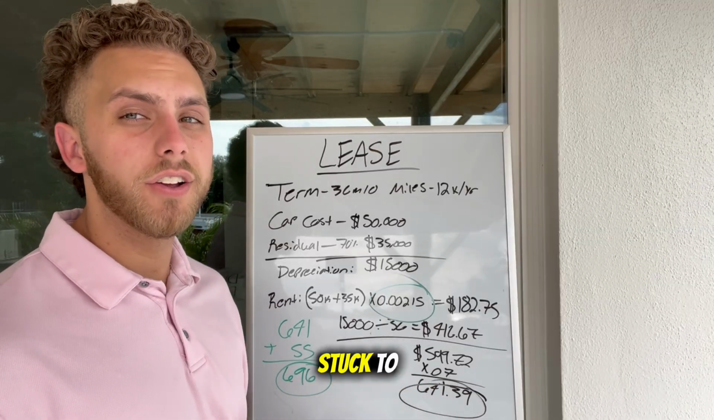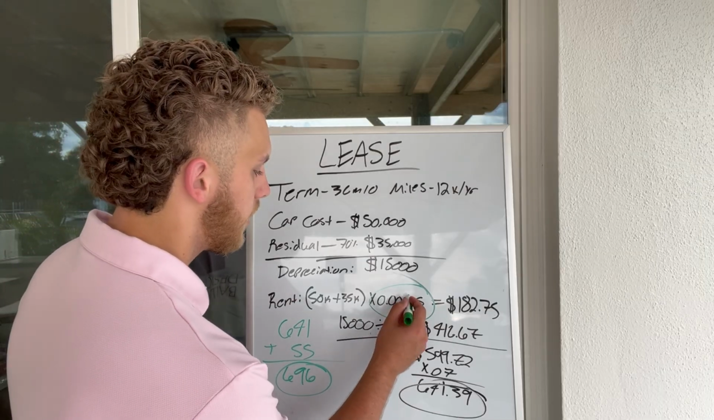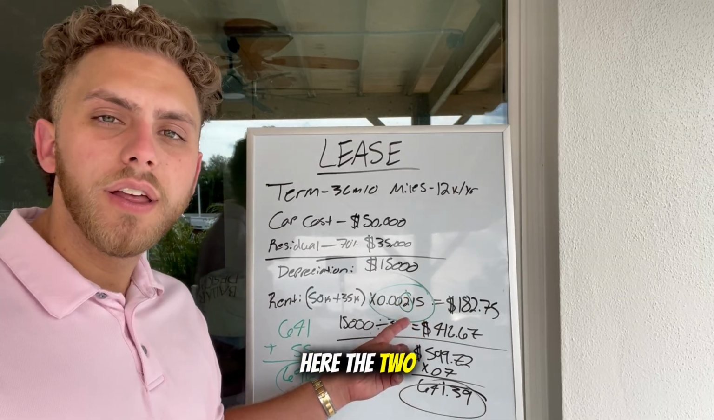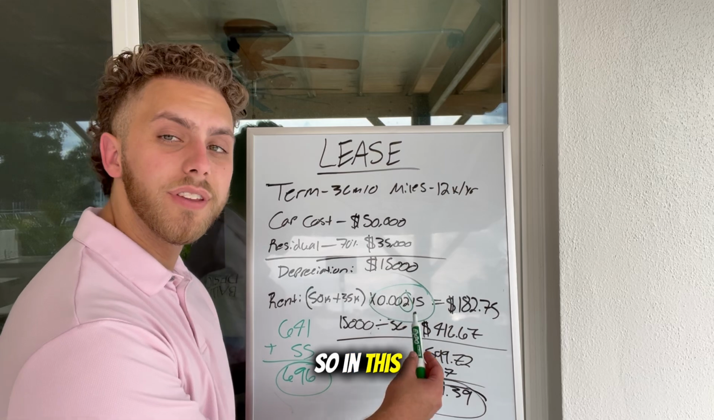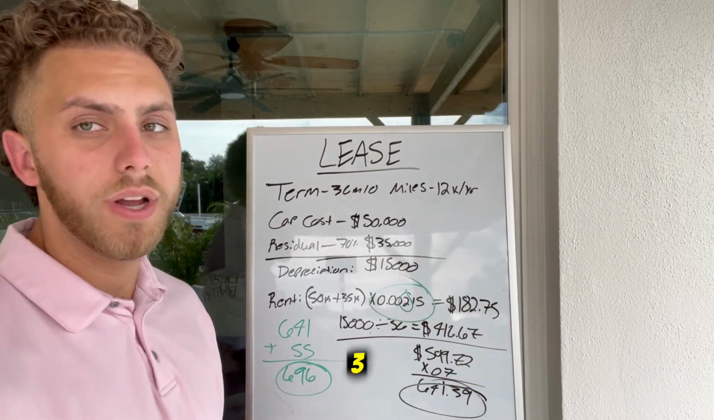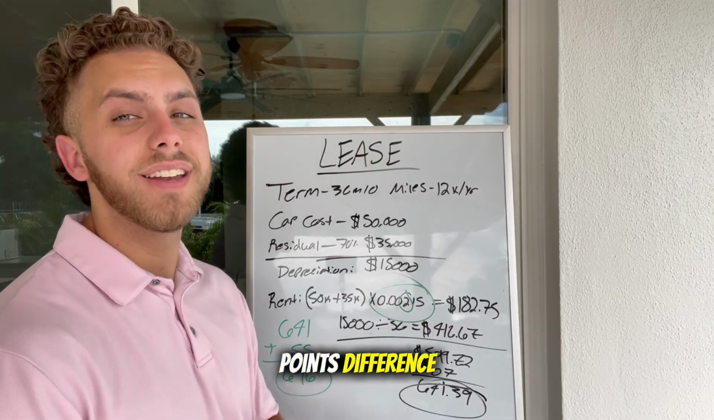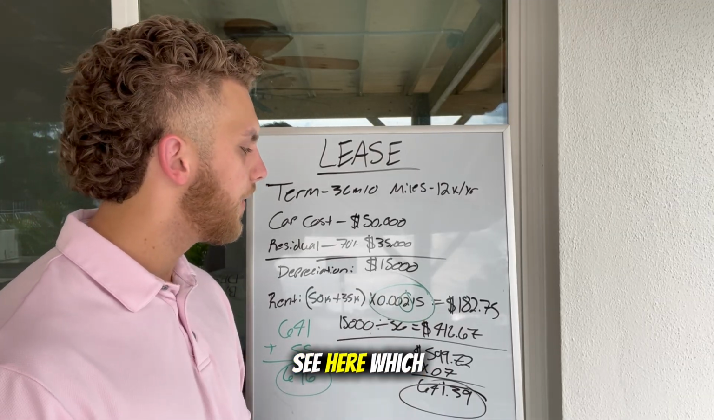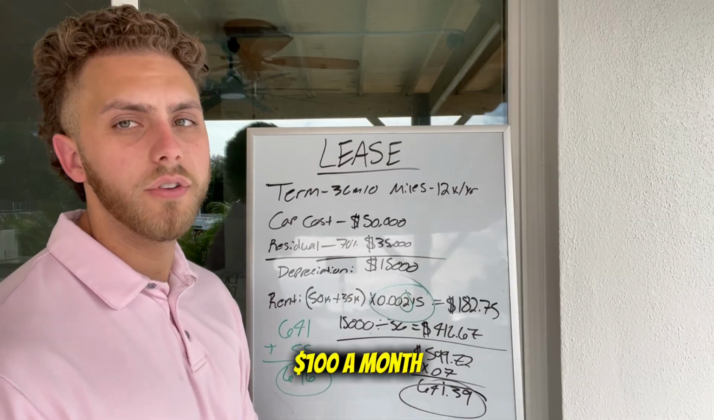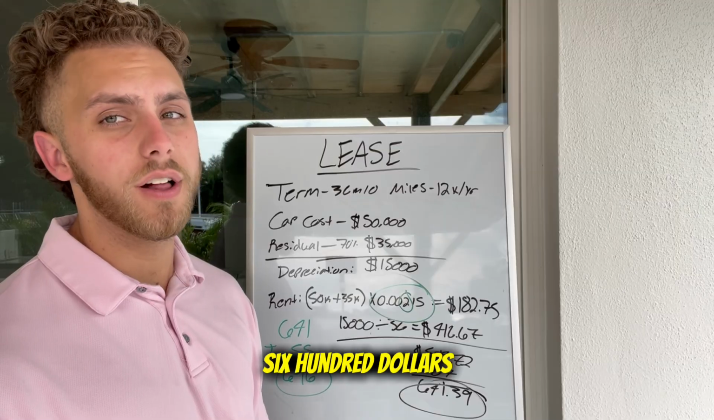How much can they inflate it by? Typically, they are stuck to 100 basis points. What is 100 basis points? This number right here, the 2, and they can inflate that. So in this example, 215, they can inflate that to a 315. And yes, they will make that 100 basis points difference, as you can see here, which is about $100 a month, which in 36 months, $3,600.